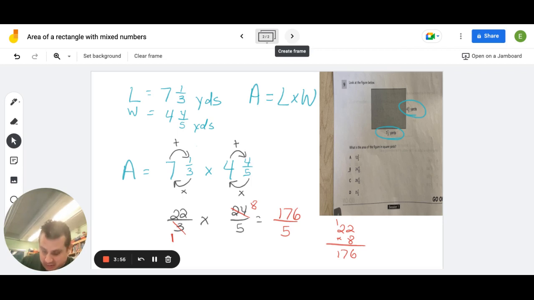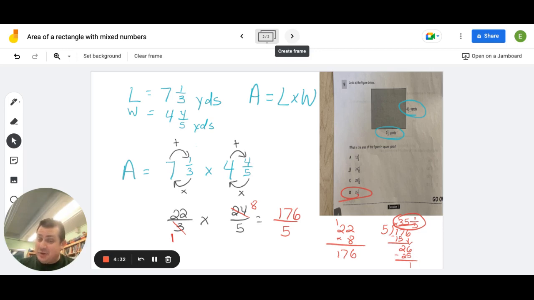How can I simplify 176 fifths? 5 can't go into 1, but 5 can go into 17 3 times. That's 15. Subtract, that's 2. Bring down the 6. 5 goes into 26 5 times. That's 25. Subtract, and I'm left with 1. My divisor is 5, so it's 35 1/5, which is my answer there.